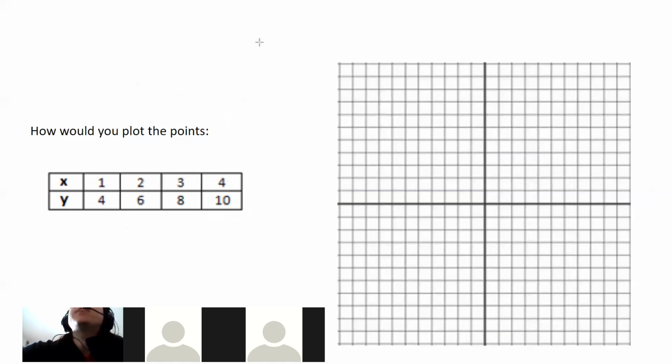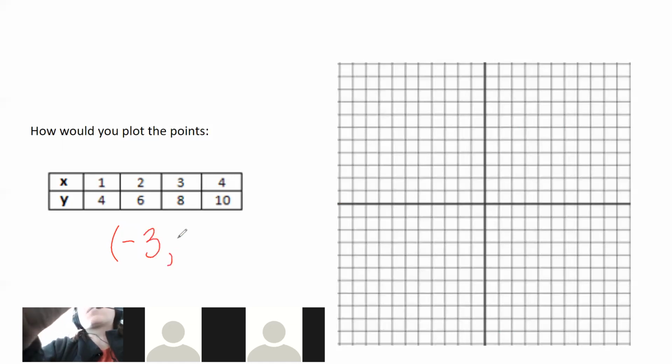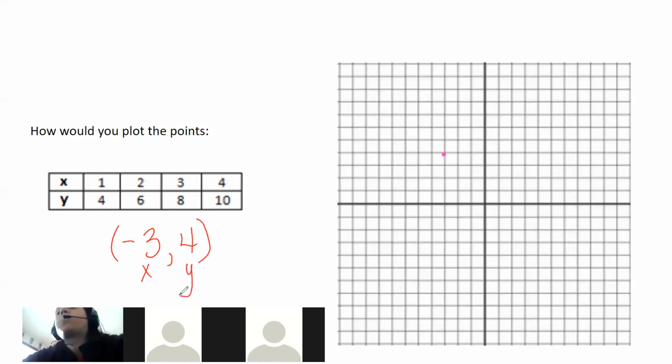Quick question, friends. How would I graph negative points? So let's try -3, 4. Where would -3, 4 be? And remember, -3 is x, 4 is y. Yeah, good. Over 3, up 4. This is -3, 4. Good. What about -3, -4? Where's that one?